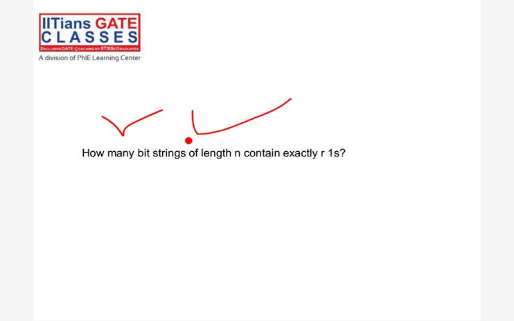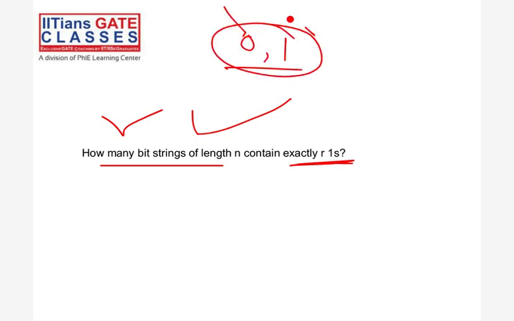So you can see, he is saying that if you have a length n bit string, how many bit strings contain exactly r ones? The thing is, in a bit string, either you have 0 or you have 1. You only have 2 bits, right? So he is saying exactly r ones. What does it mean? Exactly r ones means you can say n minus r zeros.